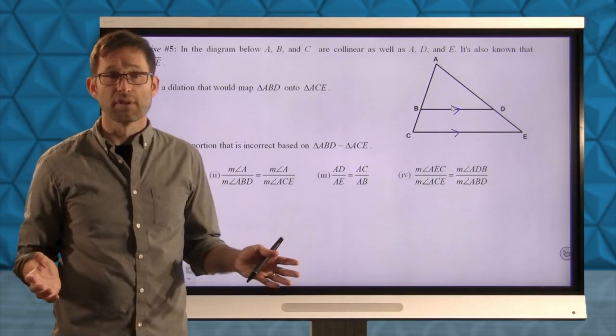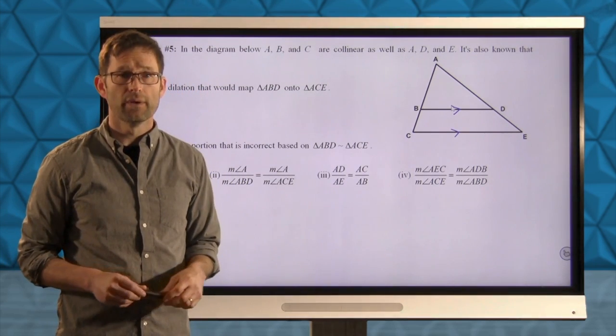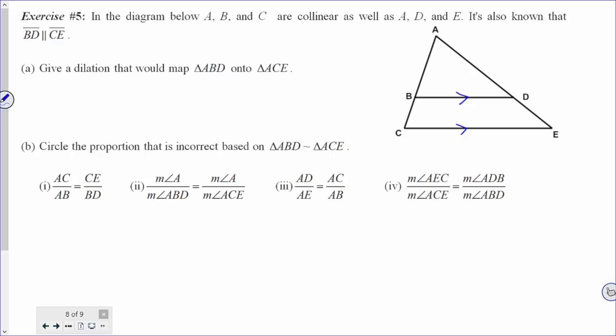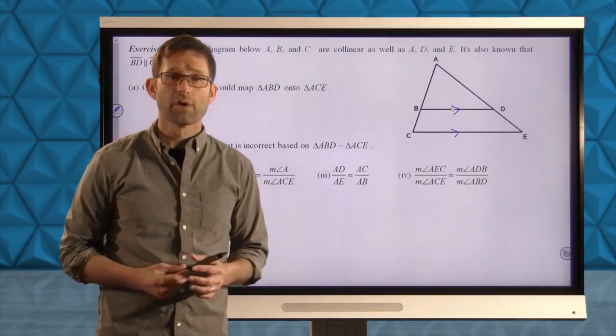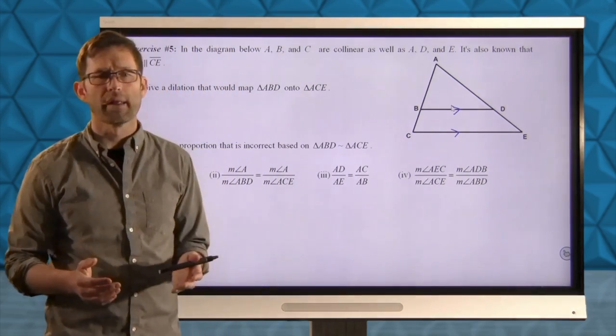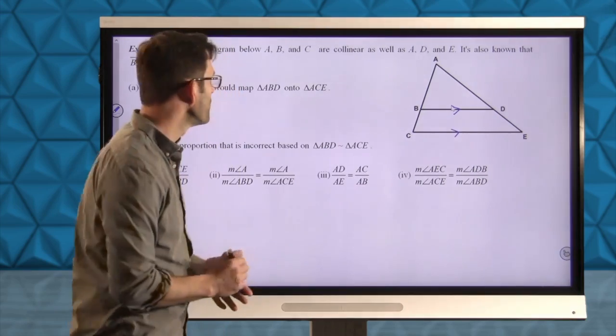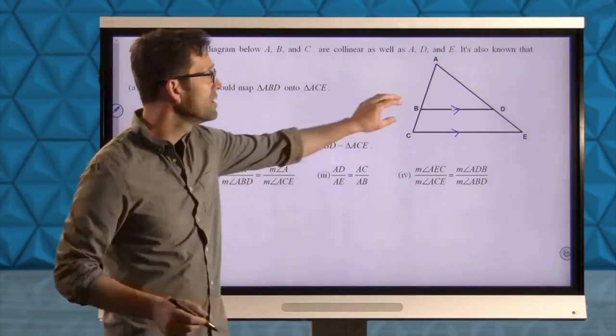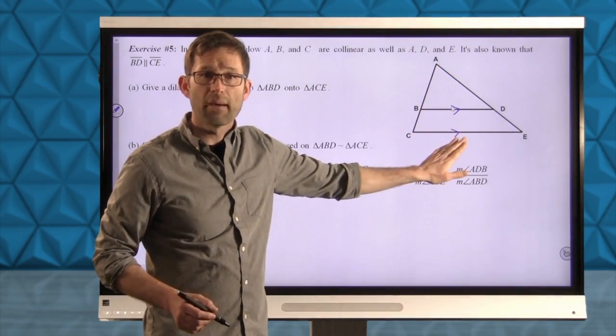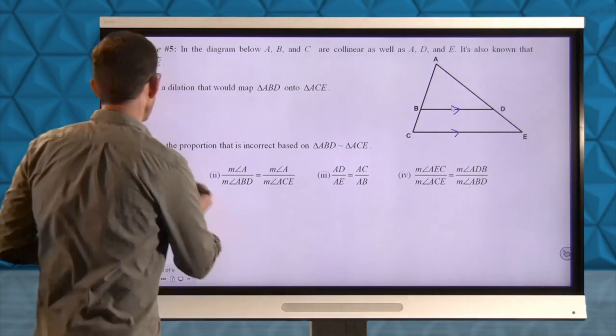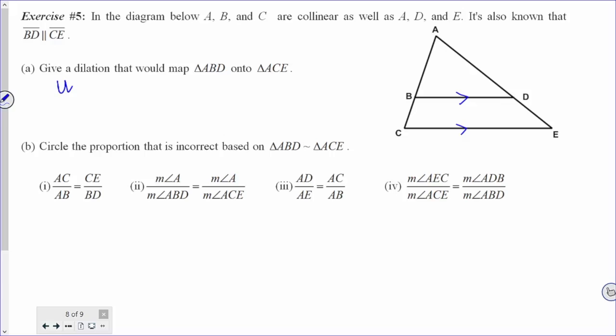All right, this is actually pretty simple. Why don't you go ahead and do it? All right, the reason that this is fairly simple is that we don't have to give any rigid body motions to get the triangles in the same orientation. They're already sitting there. And hopefully, to get ABD, the smaller triangle, to map onto ACE, the larger triangle, we would just simply do this.